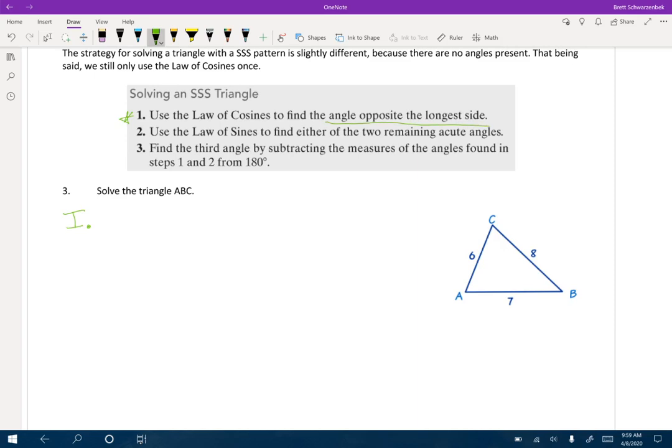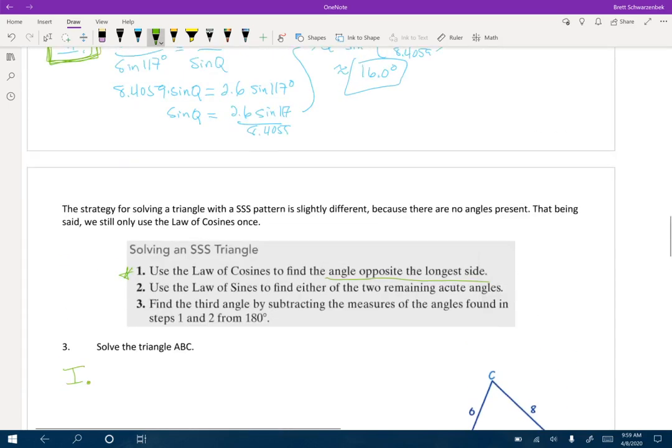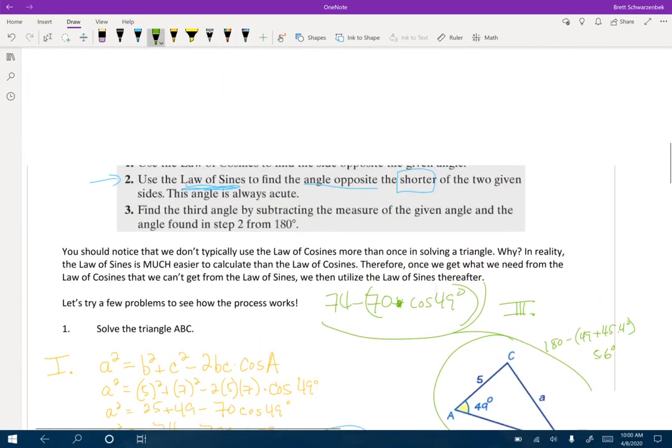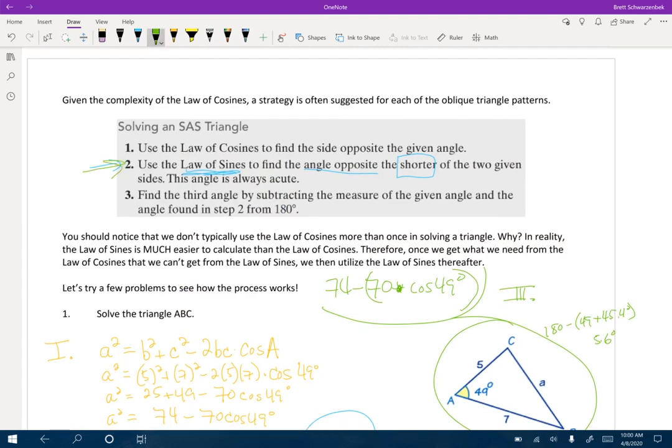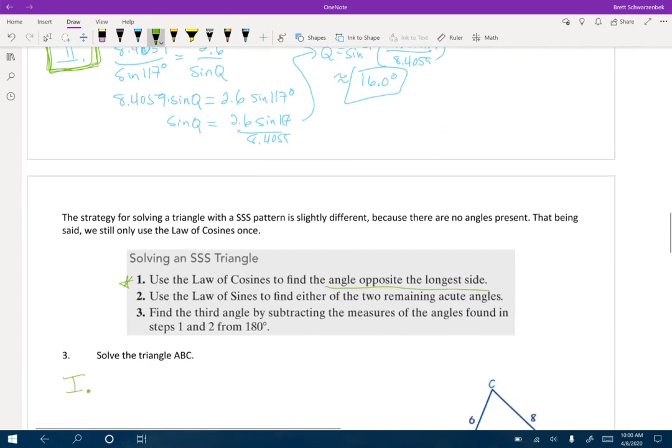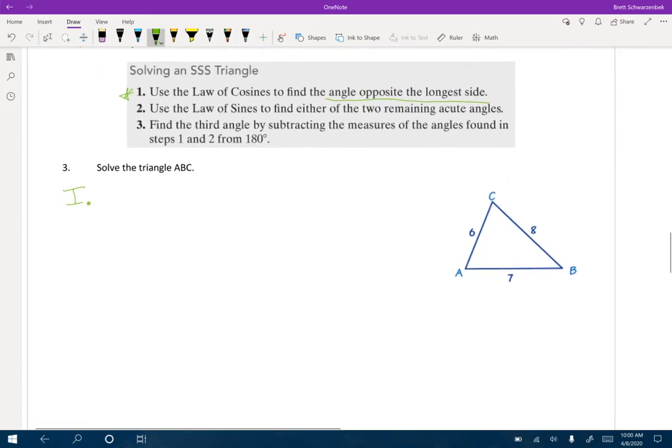Okay, here we go. So this is the important step in the side, side, side figure. Just like in side, angle, side, what was the important step? It was step 2, with the angle opposite the shorter of the given sides. For side, side, side, the important step is 1. So we find the angle opposite the longest side. So look at our triangle, 6, 7, 8. We need to find angle A.